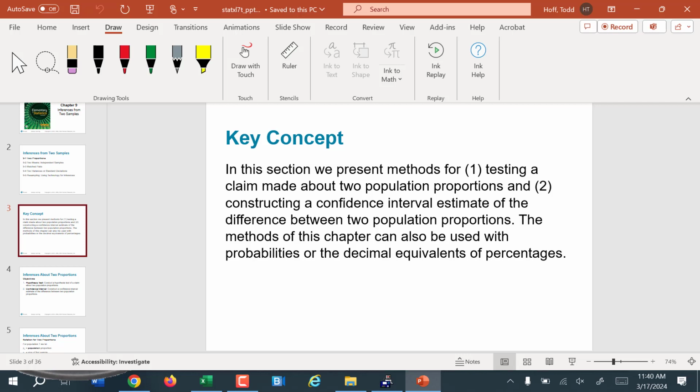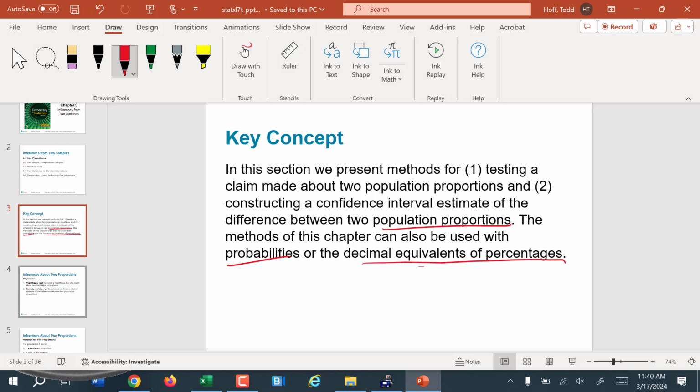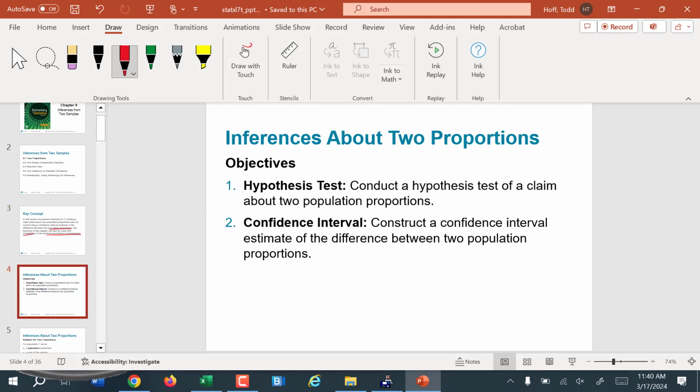This can be done, we can use sample proportions or population proportions, or, since it's also in a decimal form, we can use probabilities or the decimal equivalent of a percent. So if we're taking inferences about two proportions, there's two ways we can go about it. We can do a hypothesis test, which is going to be the first method we're going to look at. Or we can use that confidence interval idea.